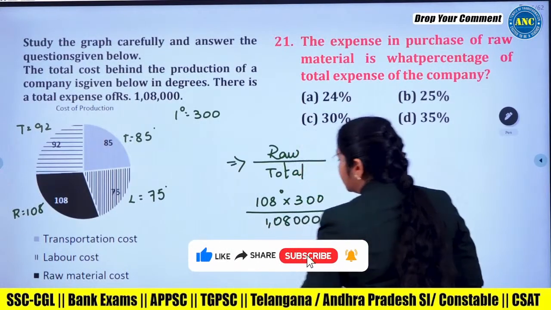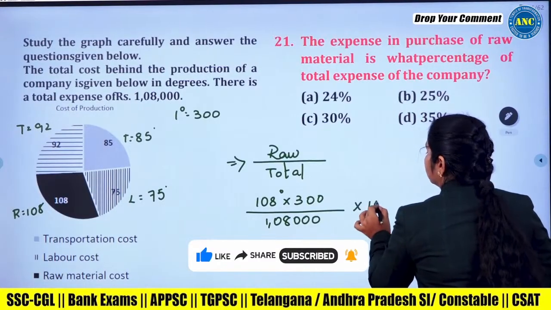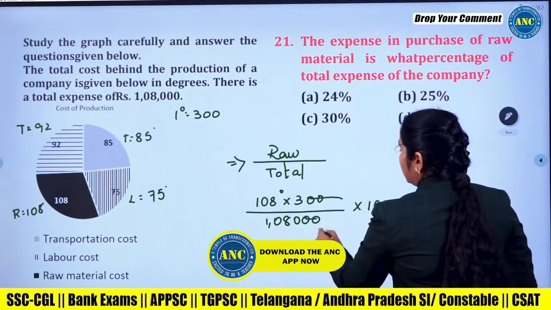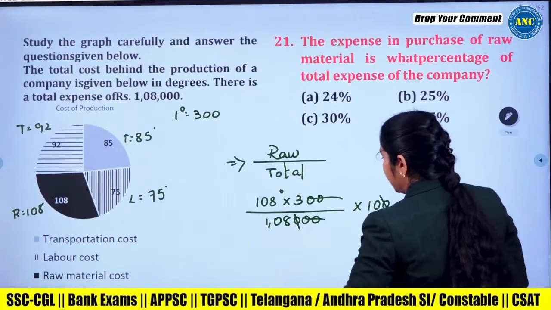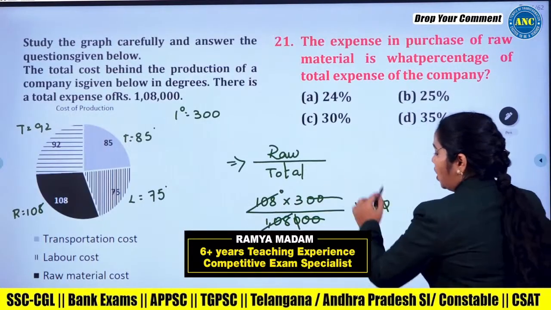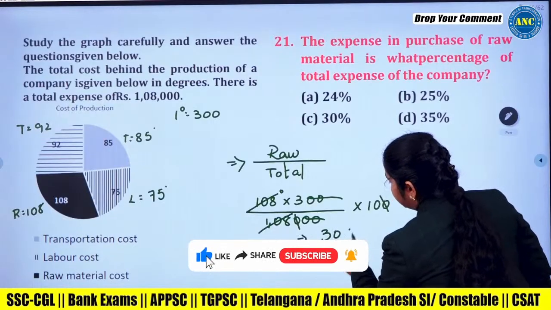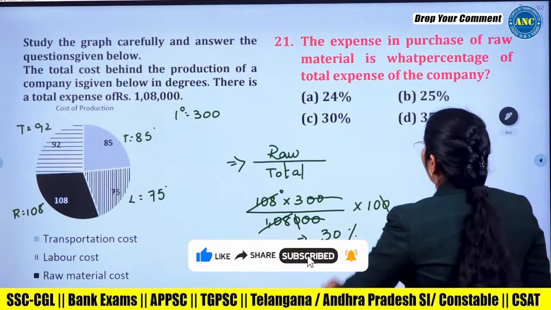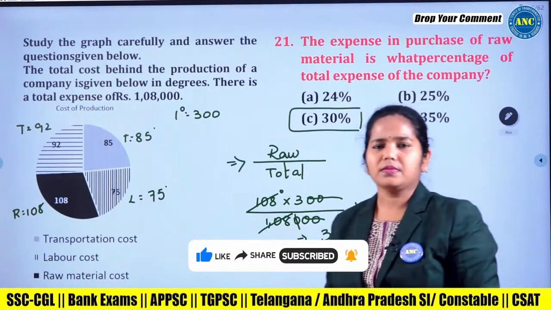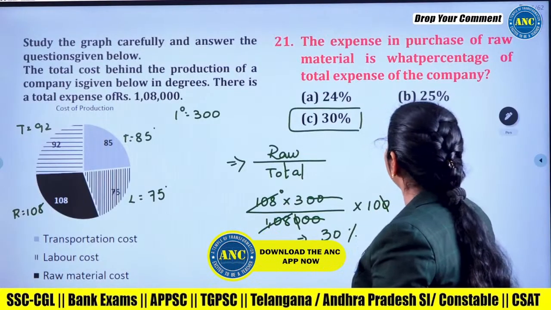1,08,000. And they are asking the percentage, so into 100. Zeros, 1 0, 1 0 gets cancelled. 108 once, 108 once, clear. So, what is remaining here? 30. 30% is remaining. Where is the option? Option C, 30% is the correct answer. Right? This is not complicated anyhow. We'll go for the next question.